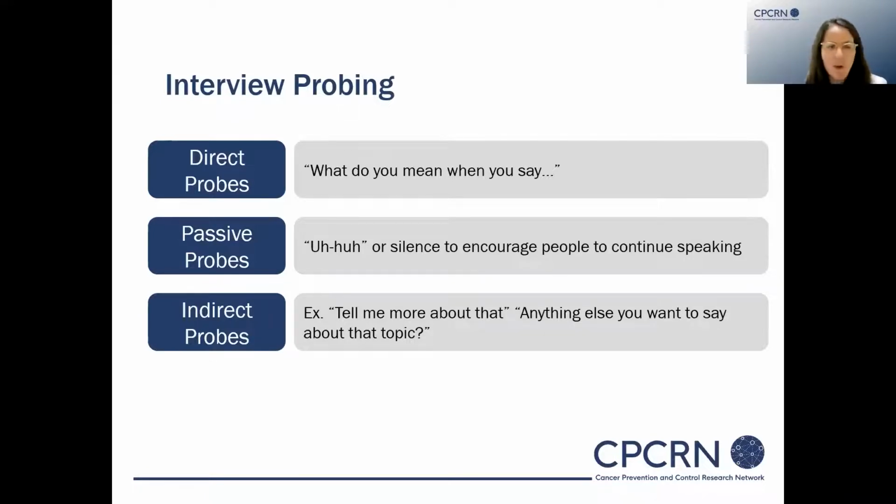A passive probe is where you show you're actively listening. You just say something to encourage them to keep talking, or even just pausing helps sometimes. If someone only gives you a little bit of information and you pause, sometimes they'll just keep talking, and that can work to your advantage. And indirect probes are where you ask, tell me more about that, or is there anything else you want to say about that topic, and those can be really helpful too.